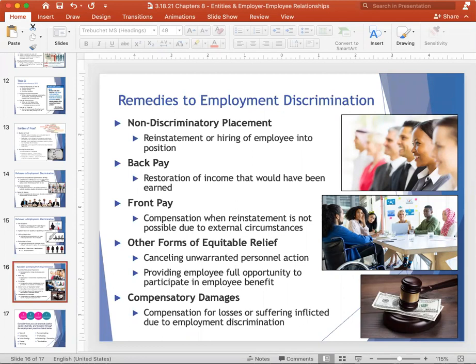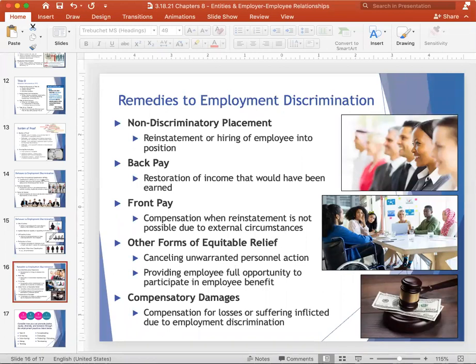There are other forms of equitable relief, such as potentially canceling an adverse employment action that impacts the status of the employee or the applicant. Also providing the applicant or employee the full opportunities to benefit from their employment that was denied. So this could be providing training, preferential work assignments, overtime scheduling, any benefits that they were denied.